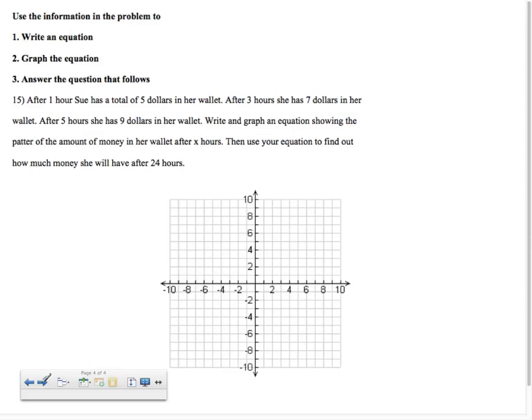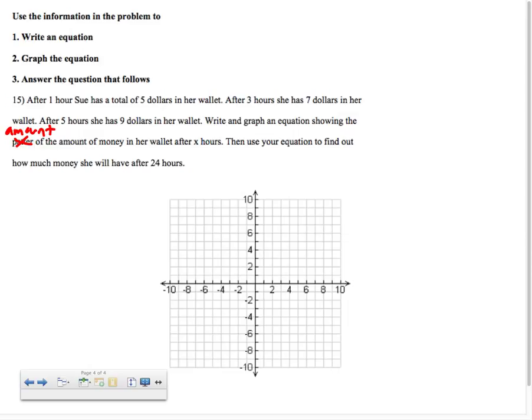We want to write and graph an equation showing the amount of money and then how much money she'll have after 24 hours. And it should say the amount of money, not patter. So that's just a misspelling there. It should say the amount. And then use your equation to find how much money she'll have after 24 hours. So it's a lot to do. So let's take this down step by step.